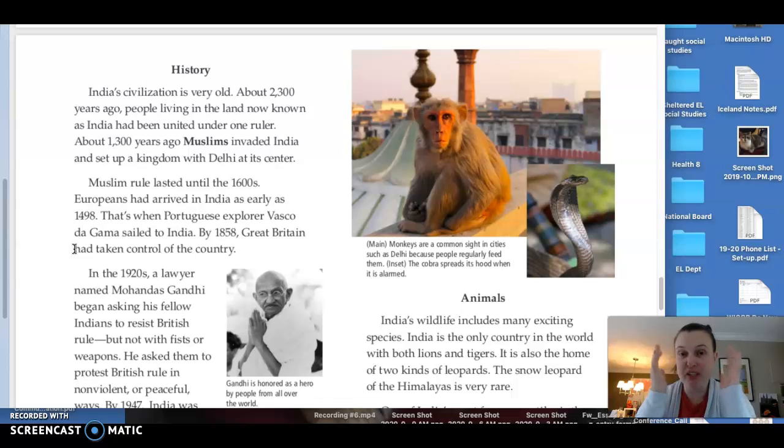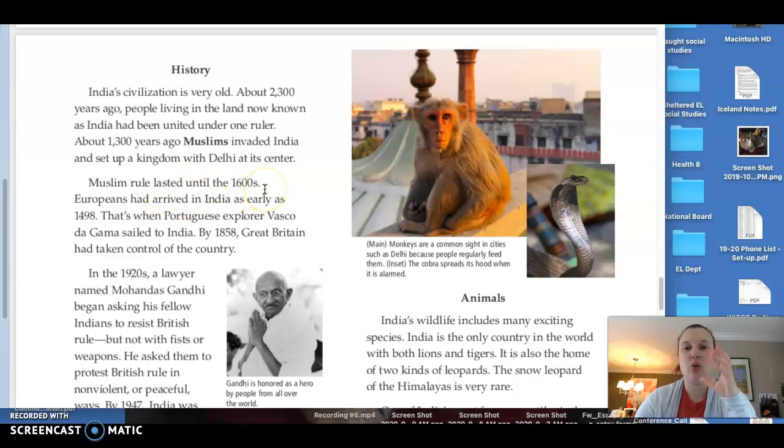So I'm going to pause. India's history is so long and very complex. So let's think about what we just learned. 2,300 years ago, India was brought together and ruled by one ruler. And then once Islam was created, the Muslim people came and invaded India and took over, and they made Delhi its center. I don't know if you remember, but from the other screencast, we learned that New Delhi is the capital. So Delhi got to be the capital once the Muslim people invaded it and decided that's going to be the capital area.